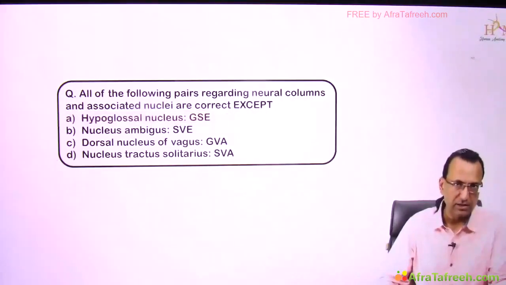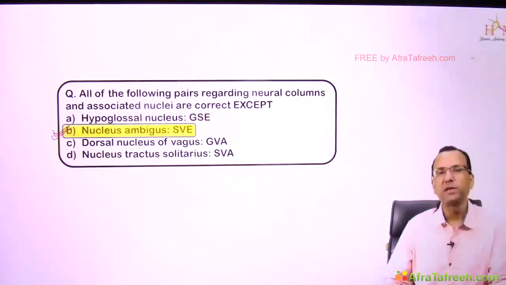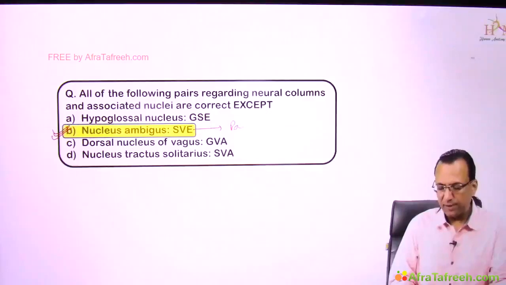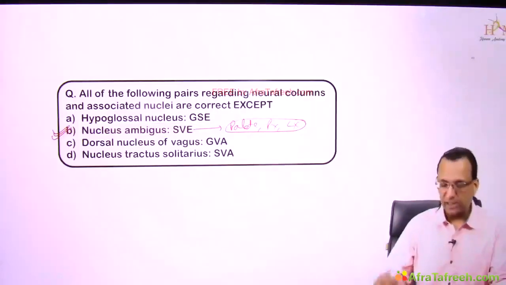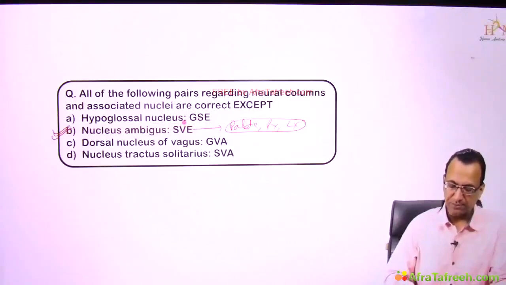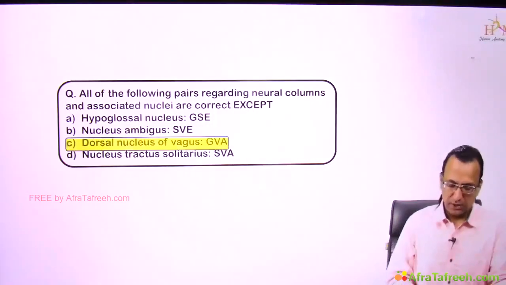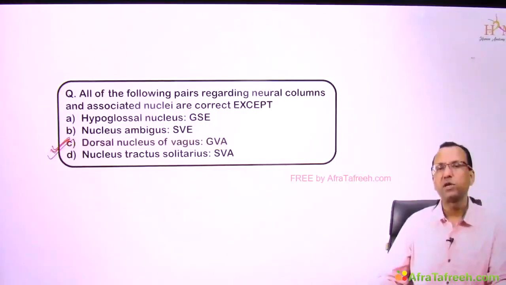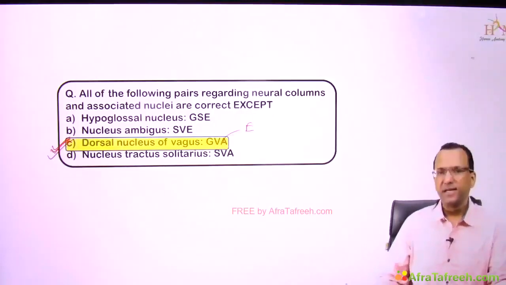This is okay. This is also okay. Why? Because nucleus ambiguus controls pharyngeal arch muscles, muscles of palate, pharynx and larynx. So it is nucleus ambiguus, special visceral efferent: S for special, V for visceral, E for efferent. Pharyngeal arch muscle, no problem here. Problem is actually here. That is your answer. Why is this the answer? Because dorsal nucleus of vagus is a motor nucleus to control glands, cardiac muscle and smooth muscle. So it cannot be GVA, it must be GVE.